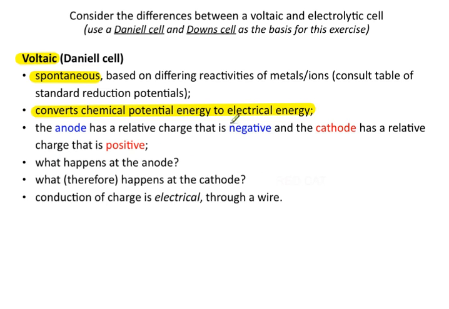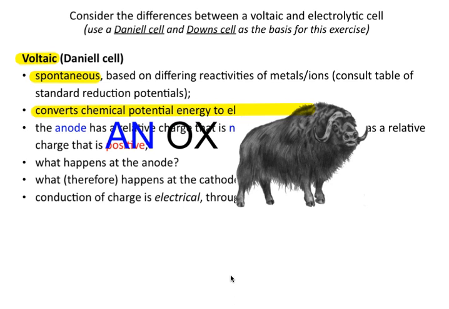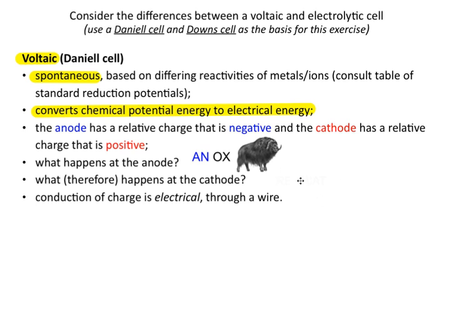The anode has a relative charge that is negative, and the cathode has a relative charge that is positive. And those are those designated charges. So what happens at the anode? Well, here's another memory aid for you if you want. An-ox. So at the anode, you have oxidation. Well, by extension, then what happens at the cathode? Well, reduction occurs at the cathode. So those are two memory aids you might want to use. The conduction of this charge is said to be electrical, and that is it's conducted through a wire. So it's electrical conduction through a conducting wire. So that's, in a nutshell, what happens in a voltaic cell.